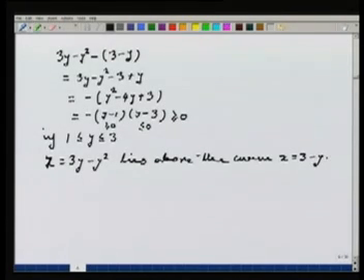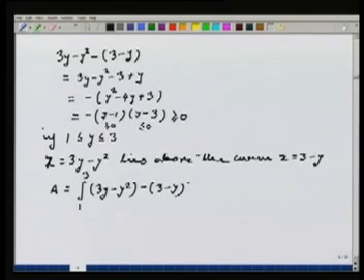Now to calculate the area between these two curves, I look at the variation of y here instead. It is between 1 and 3, the integral of 3y minus y square minus 3 minus y dy.